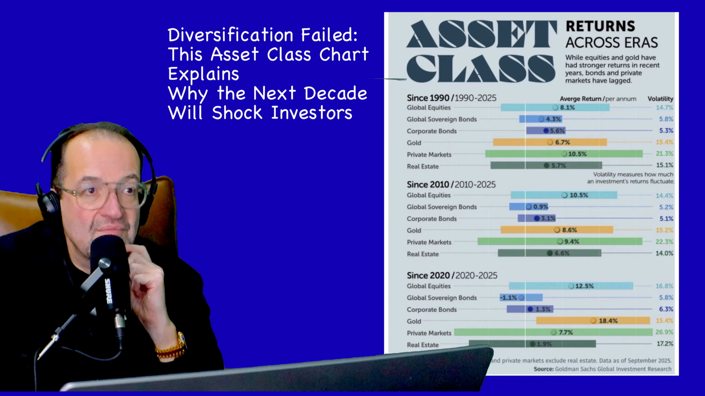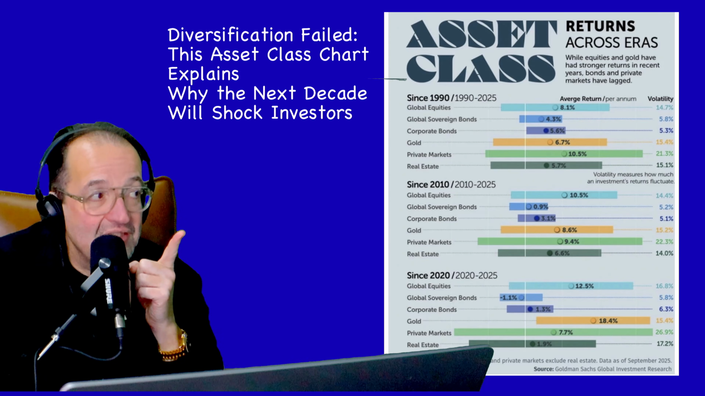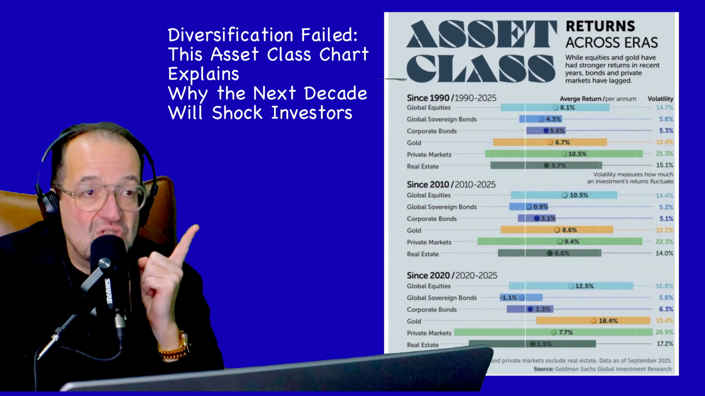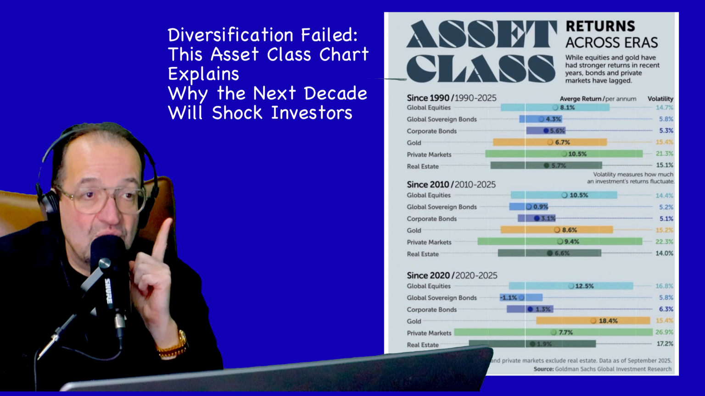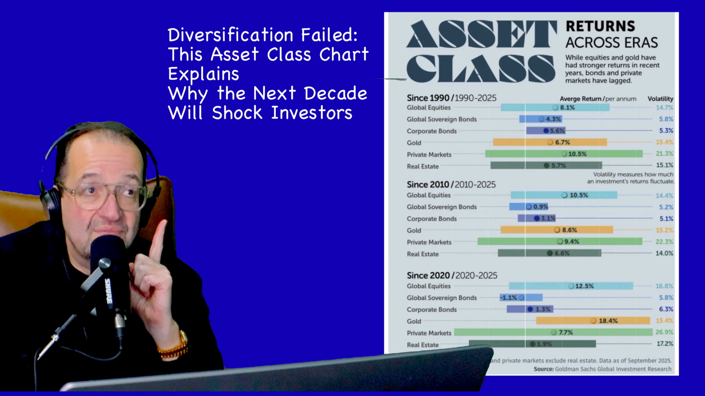Next, in the far right column is volatility. Volatility measures how violently returns fluctuate. Higher volatility equals higher emotional and capital stress. And volatility is not risk, but it's how risk is experienced. Hope this is clear.